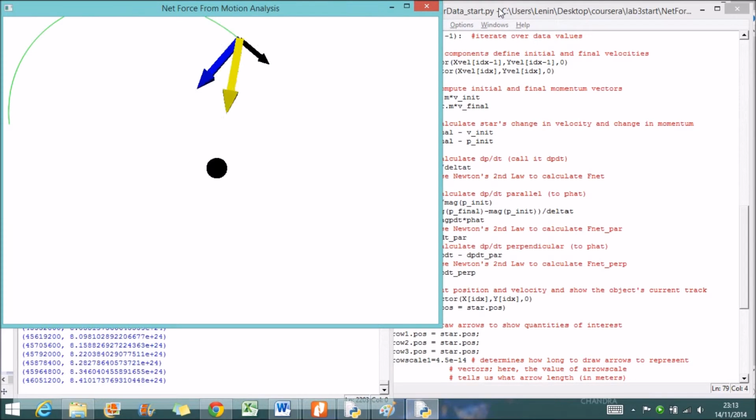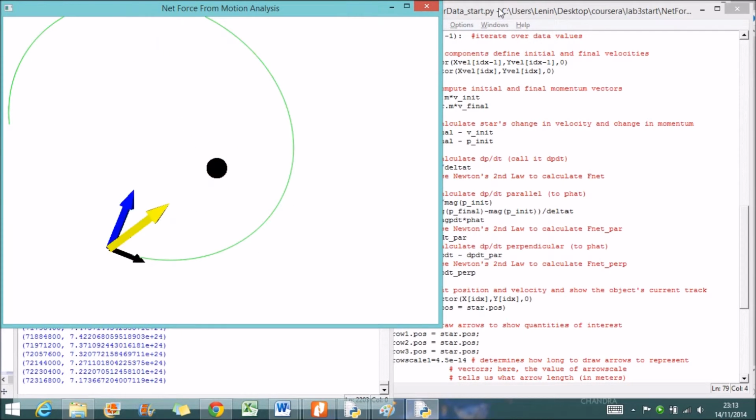The yellow arrow is the net force, the blue arrow is the perpendicular net force, and the black arrow represents the parallel net force. The black circle is the black hole, and the green line is the trajectory of the star.